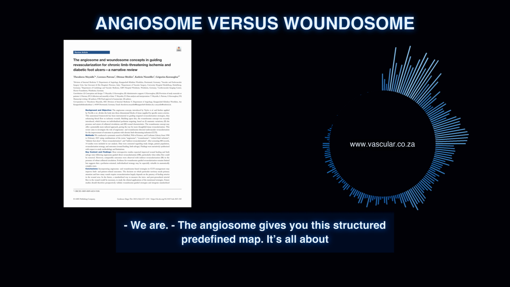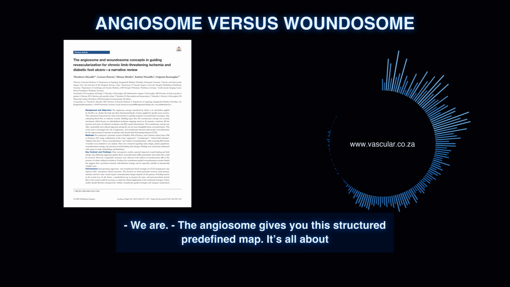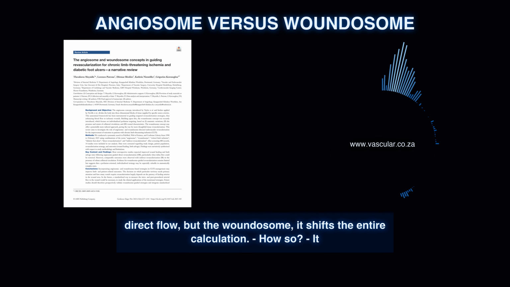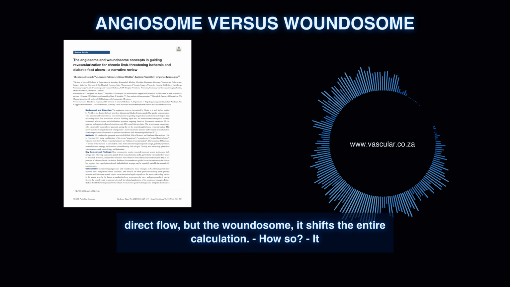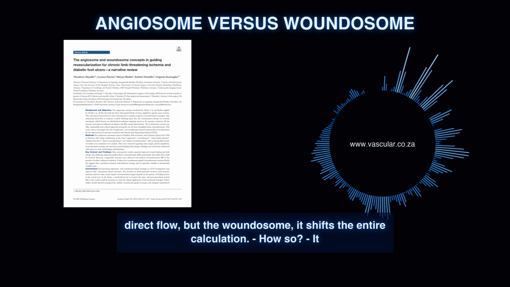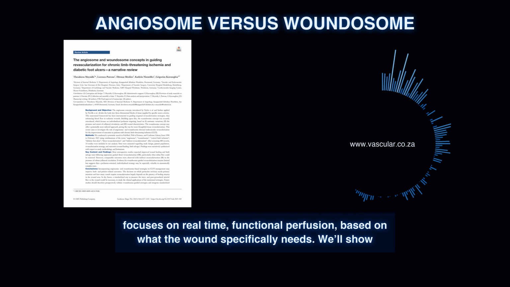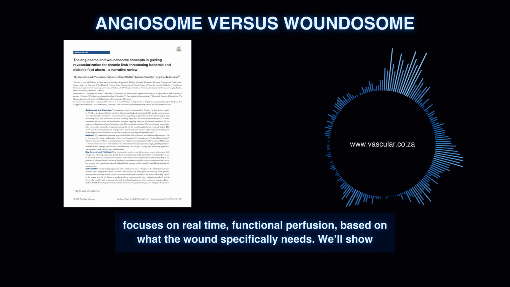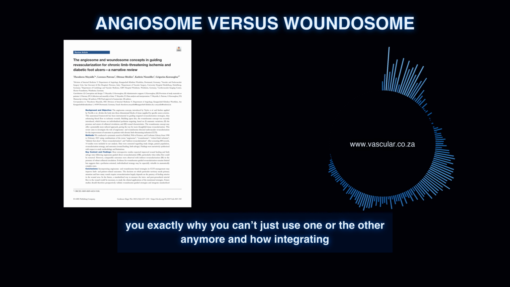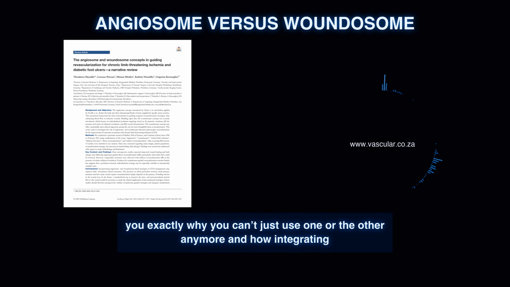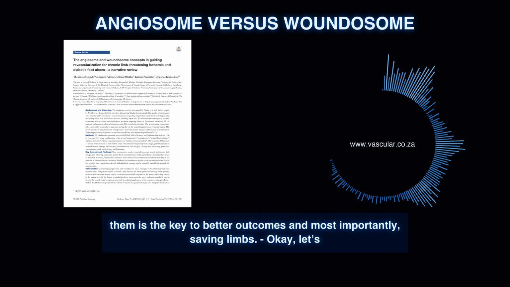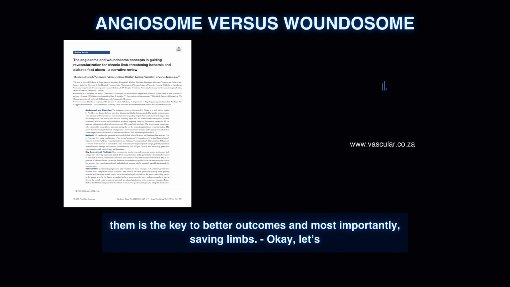The angiosome gives you this structured, predefined map. It's all about direct flow. But the Woundosome shifts the entire calculation. It focuses on real-time, functional perfusion, based on what the wound specifically needs. We'll show you exactly why you can't just use one or the other anymore, and how integrating them is the key to better outcomes and, most importantly, saving limbs.